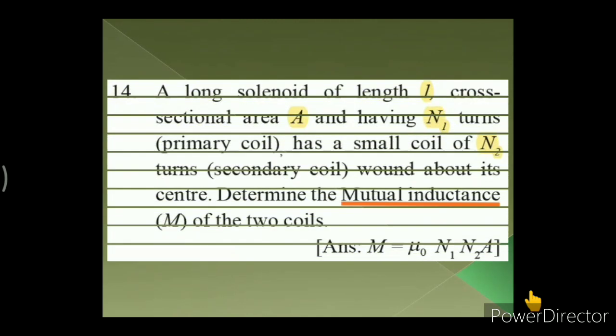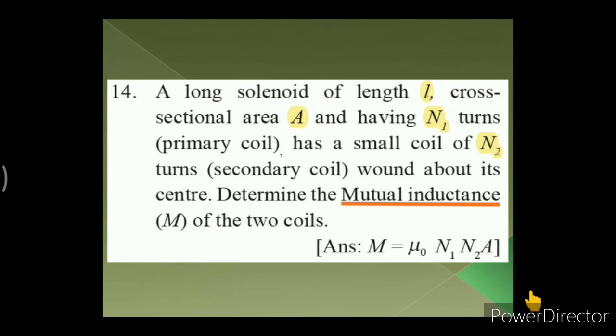The next unsolved numerical from the textbook, question number 14: a long solenoid of length L, cross-sectional area A, and having N1 turns, that is the primary coil, has a small coil of N2 turns, the secondary coil, wound about its center. Determine the mutual inductance M of the two coils.